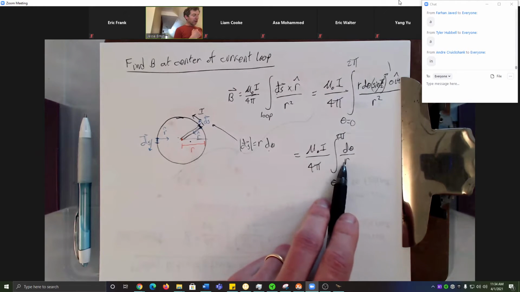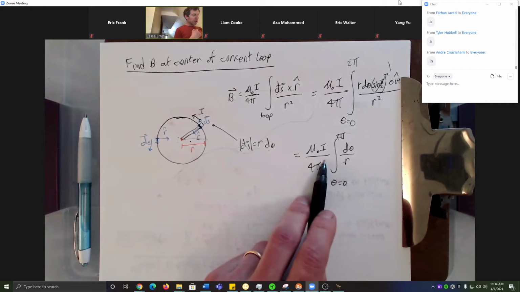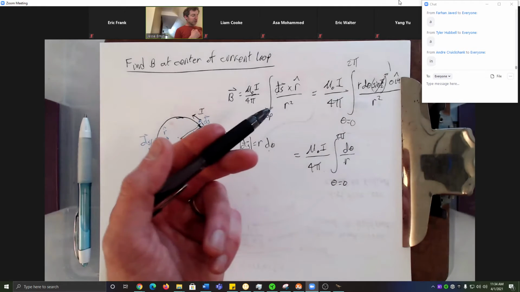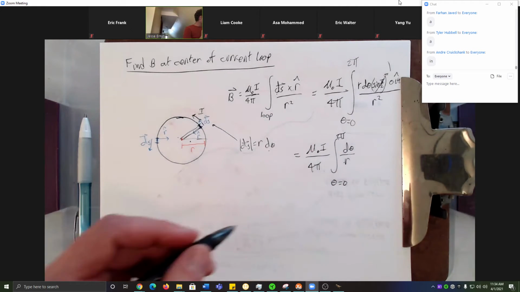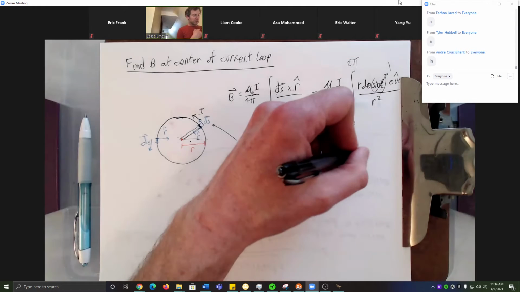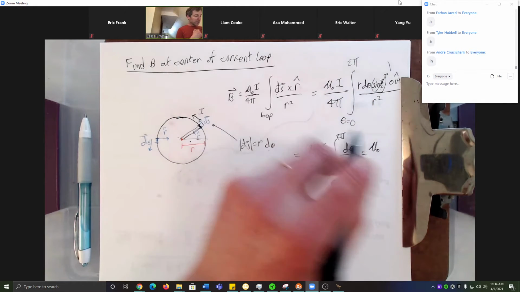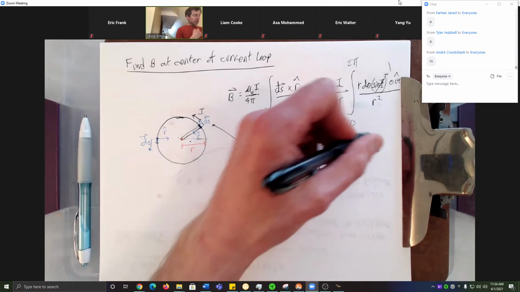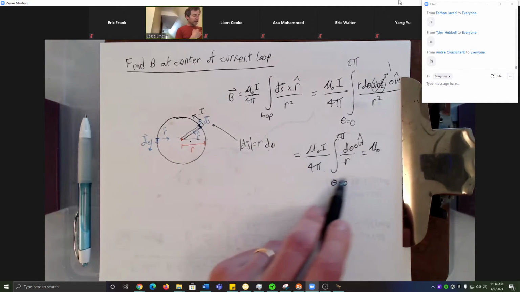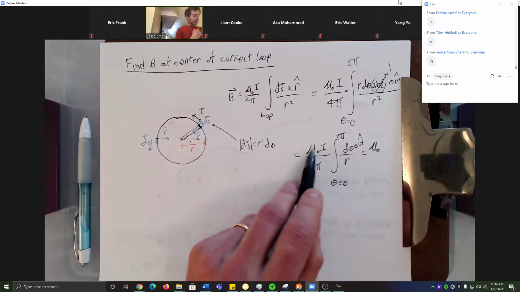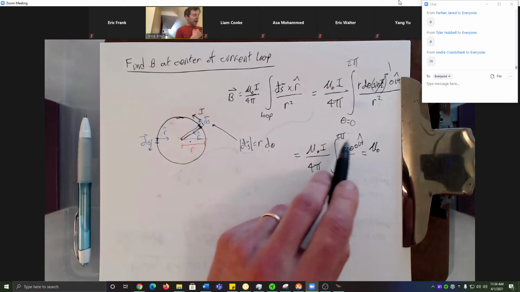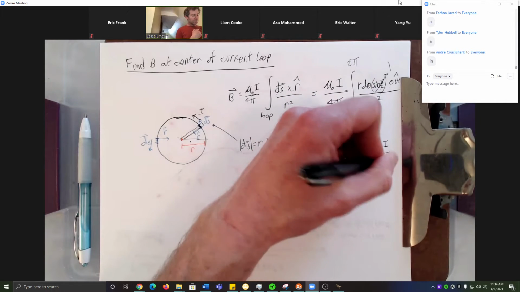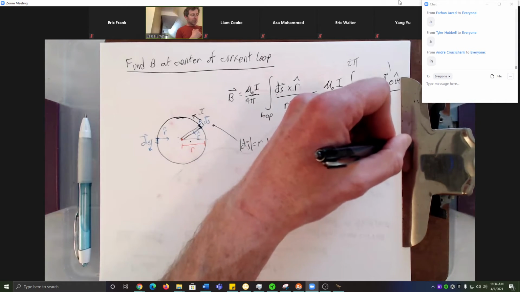But of course, r is constant. That can just pull out of the integral. And then the integral of d theta from 0 to 2 pi is just 2 pi. So the whole thing just becomes, and I screwed up, I still need my vector out hat. So the whole integral, when you do that, you'll just get mu naught I over 4 pi r times 2 pi. So it's mu naught I over 2r. And that is in the out direction.